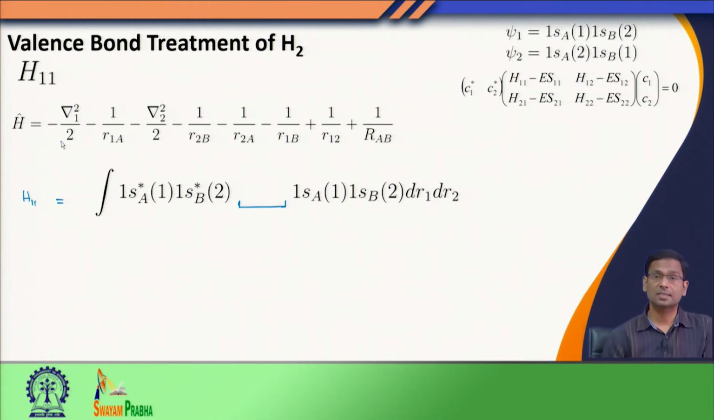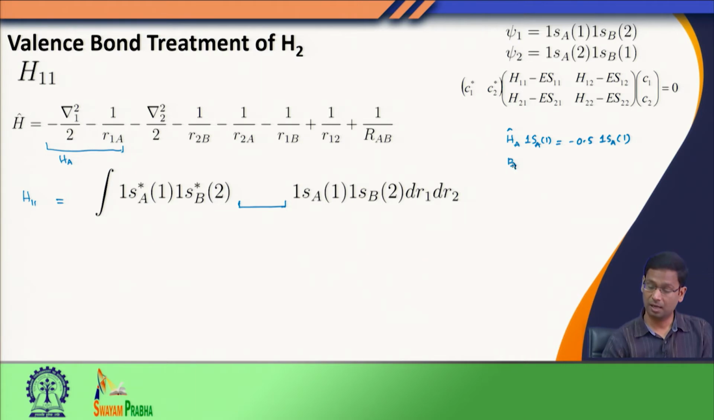Now, look at this Hamiltonian. The first two terms, as I said, represent the hydrogen atom A. The solution for the hydrogen atom A Hamiltonian is simply this: the eigenfunction of this Hamiltonian is 1s_a(1) with an eigenvalue of minus 0.5.